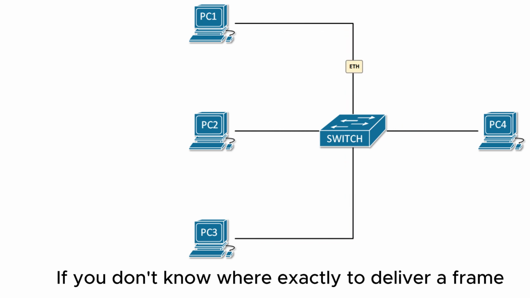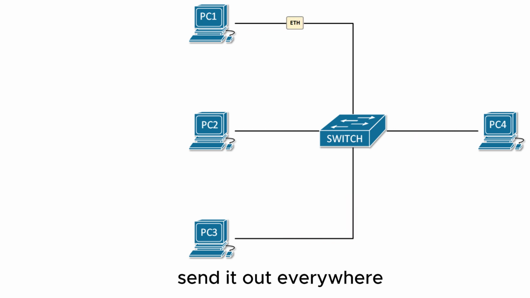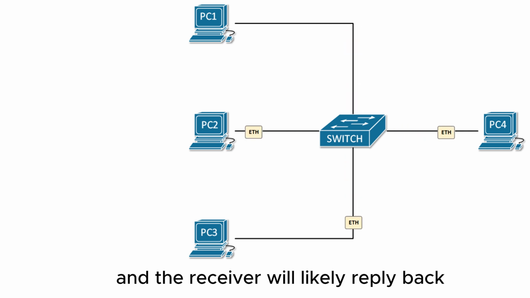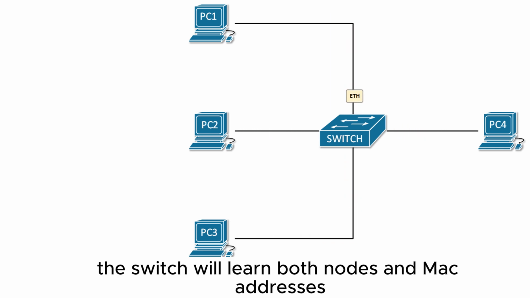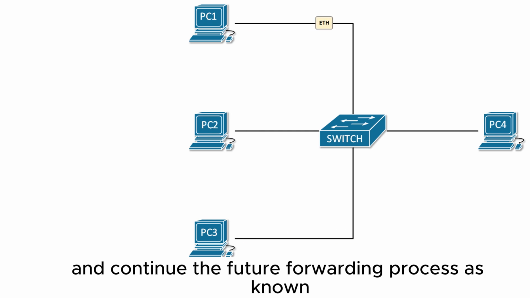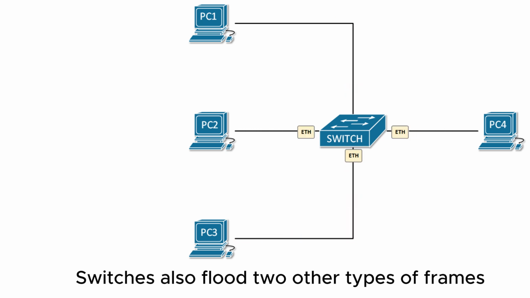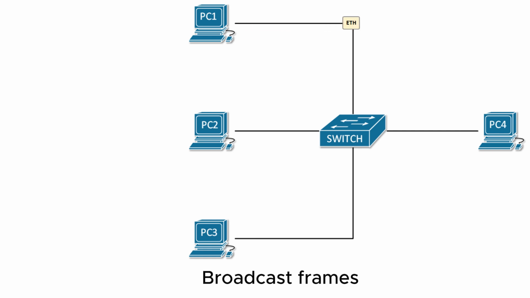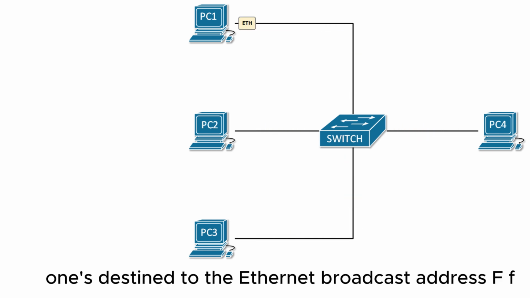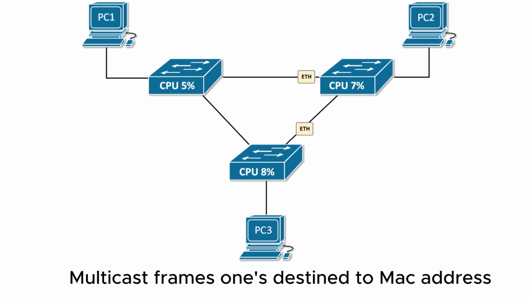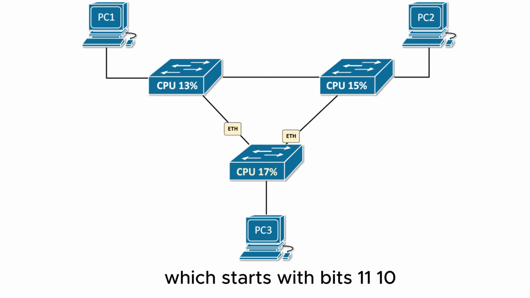If you don't know where exactly to deliver a frame, send it out everywhere, and the recipient will eventually get it. And the receiver will likely reply back. Therefore, the switch will learn both nodes' MAC addresses and continue the future forwarding process as known unicast, not flooding the frames. Switches also flood two other types of frames. Broadcast frames, ones destined to the Ethernet broadcast address FF:FF:FF:FF:FF:FF, and multicast frames, ones destined to a MAC address which starts with bits 1110.